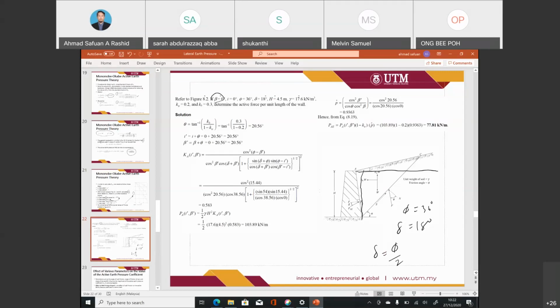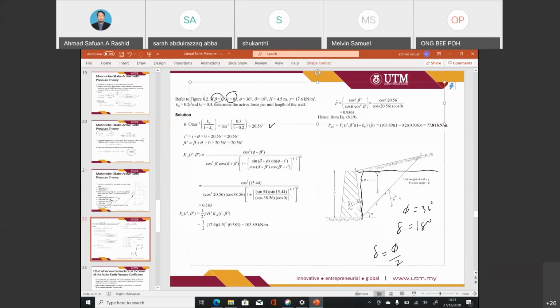To begin with, we need to determine the theta value. Theta is the tangent inverse of KH over 1 minus KV. Then we obtain 20.56. I prime is equal to I plus theta. In our case, I is equal to 0 and beta is equal to 0, so I prime and B prime are actually equal to theta.